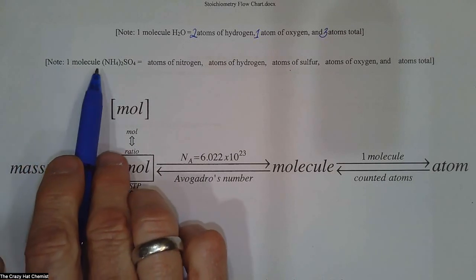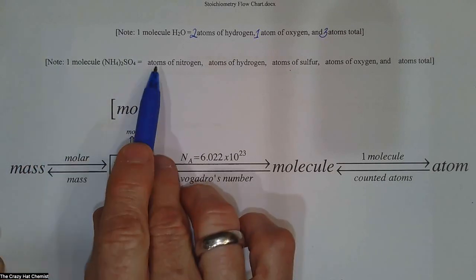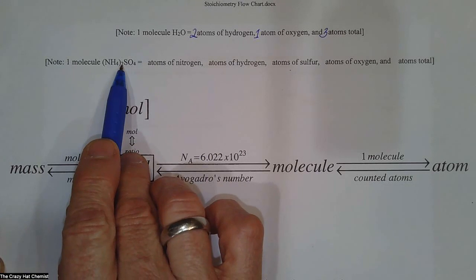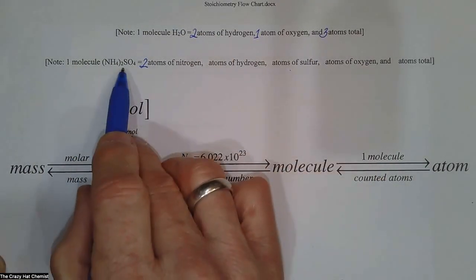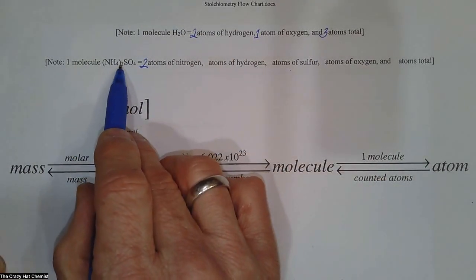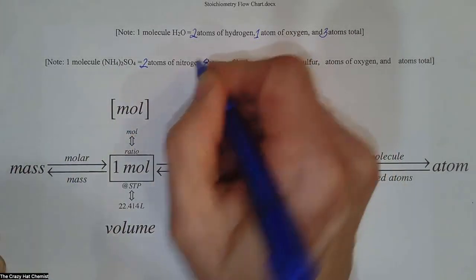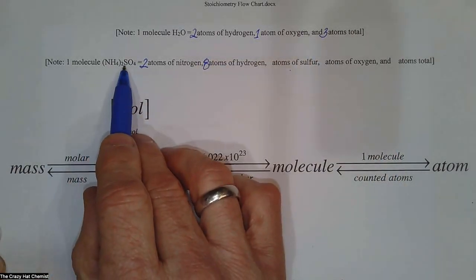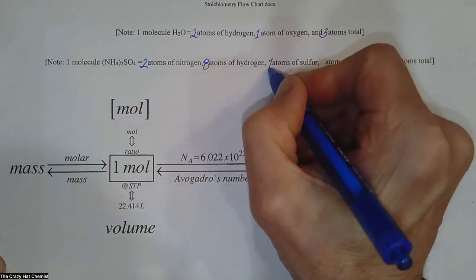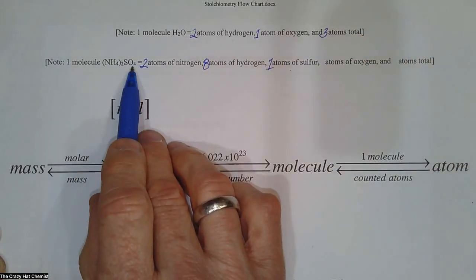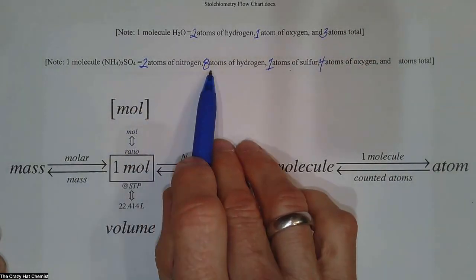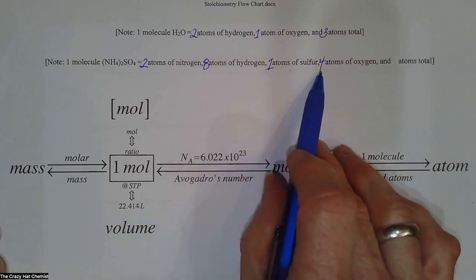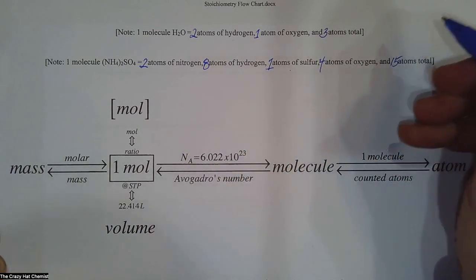And this is 1 molecule of ammonium sulfate has how many atoms of nitrogen? And so I'm going to distribute this 2 over what's inside the parentheses. So that will be a 2. How many atoms of hydrogen? And that is distributing this 2 here. And that's 2 times 4. That is 8. How many atoms of sulfur? That's 1. How many atoms of oxygen? That's 4. And then the total number of atoms is 2 plus 8 plus 4 plus 1 plus 4. That's a total of 15.